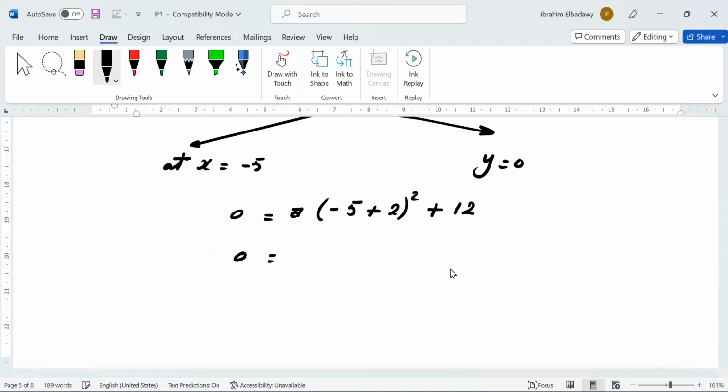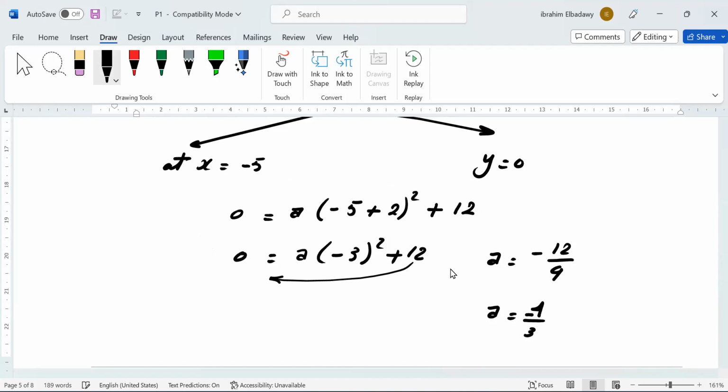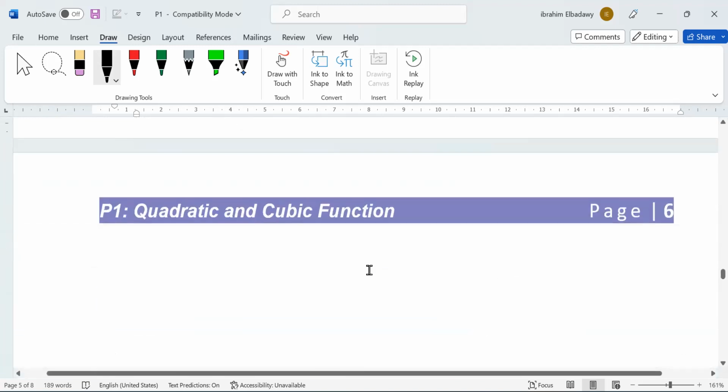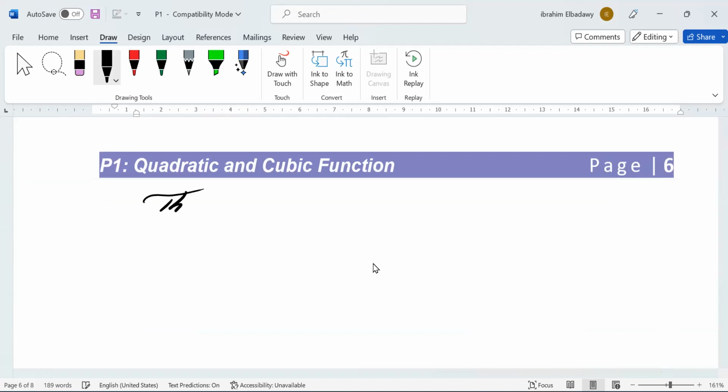0 equal to a times (-3) squared plus 12. You move 12 to the other side: a equal to negative 12 over 9, so a equal to negative 4 over 3. You get a. Then you can substitute in the equation itself: f(x) equal to negative 4 over 3 times (x plus 2) squared plus 12.